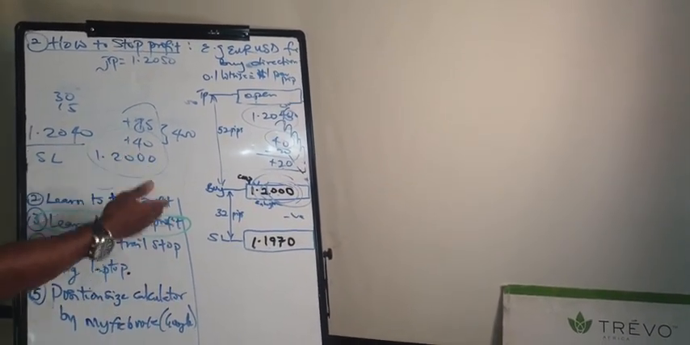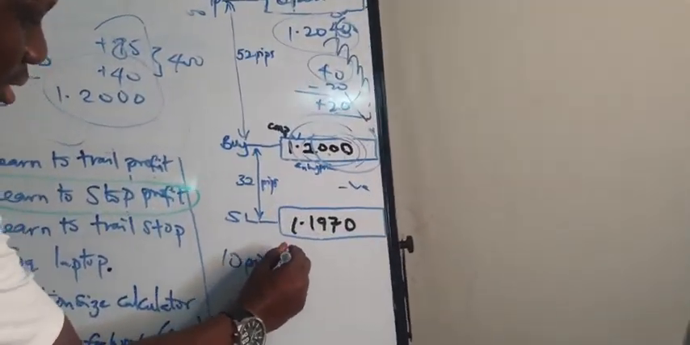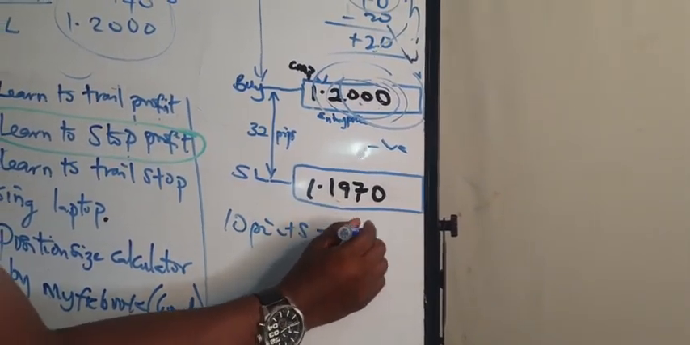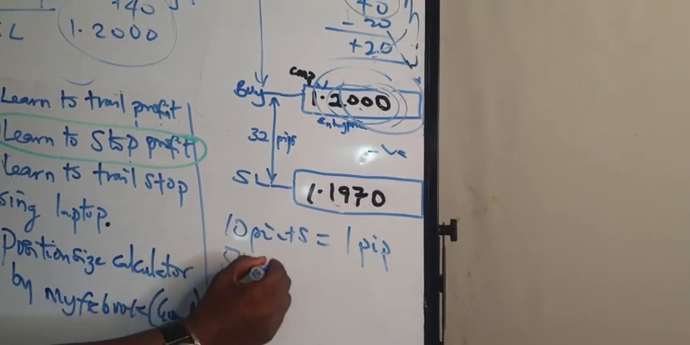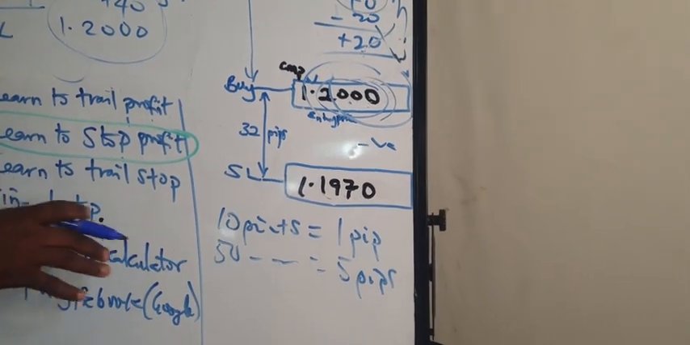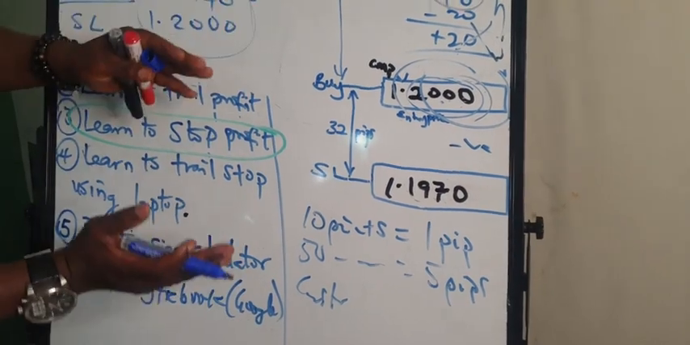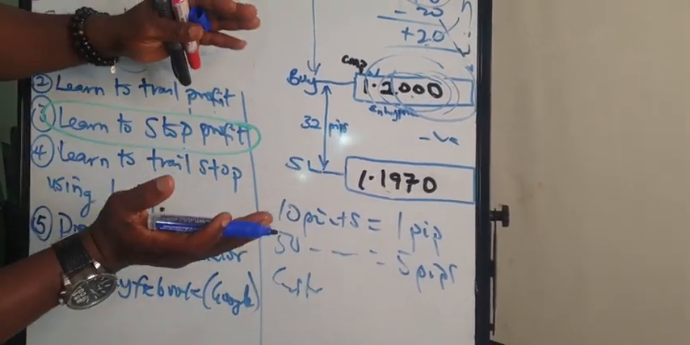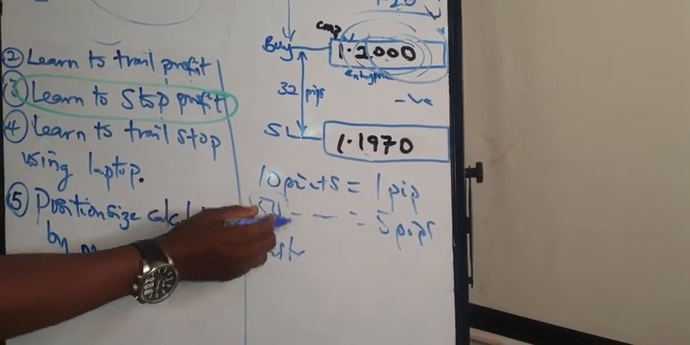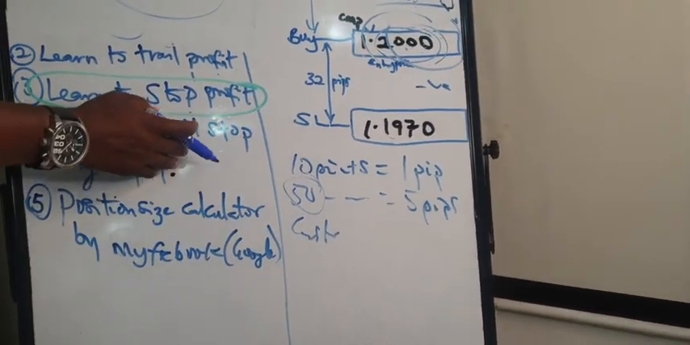You select the entire 10 points. 10 points is equal to one pip. So by the time you say 50 points, it means what? 5 pips. So you select or type in under the customized area what you want to trail stop at. Maybe you want 10 pips distance, or you want 20 pips distance, or you want 5 pips distance. So you start trail stopping on your laptop. That is easier to do on laptop than on phone.